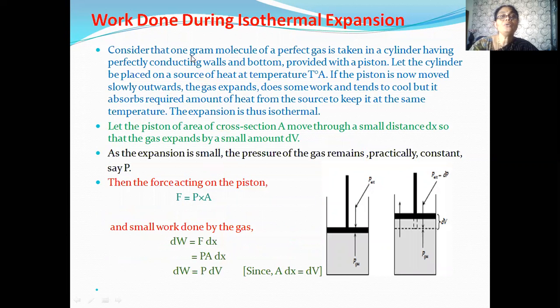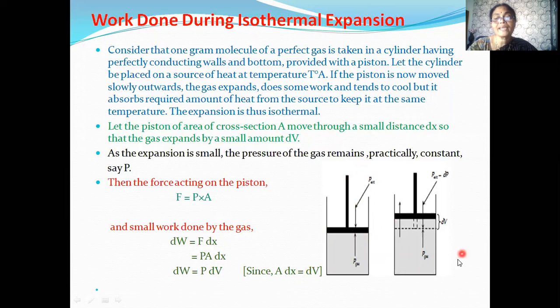Now let's see how to calculate the work done during an isothermal expansion process. So in order to calculate the work done, let us consider an ideal gas which is taken in a cylindrical vessel fitted with a frictionless piston. Let us assume that this cylindrical vessel is placed on a source at a temperature T. This cylindrical vessel is made up of perfectly conducting walls and also the bottom. Now if the piston is slowly moved upwards, then the gas expands and it does some work.